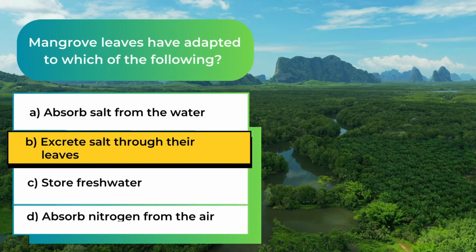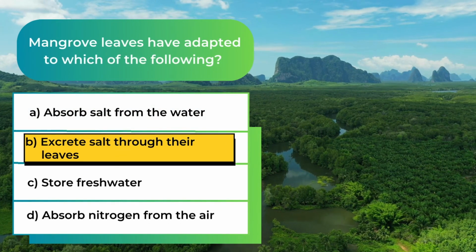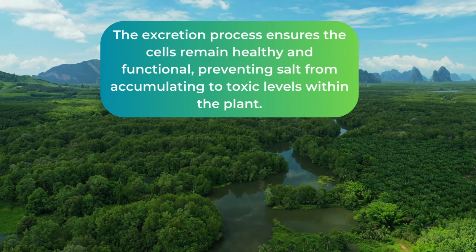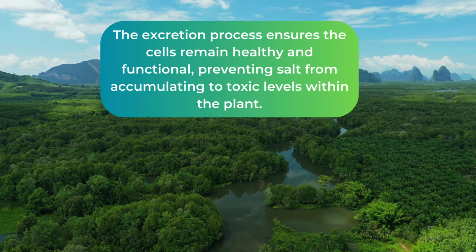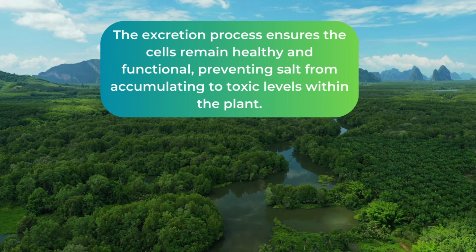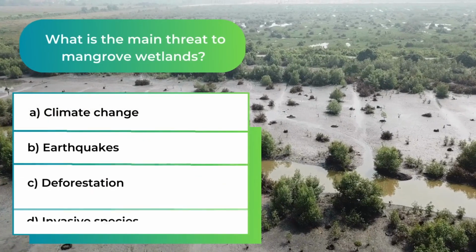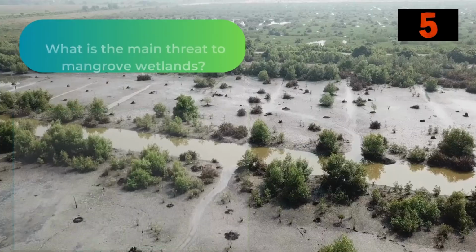The answer is B. Excrete salt through their leaves. The excretion process ensures the cells remain healthy and functional, preventing salt from accumulating to toxic levels within the plant. What is the main threat to mangrove wetlands?